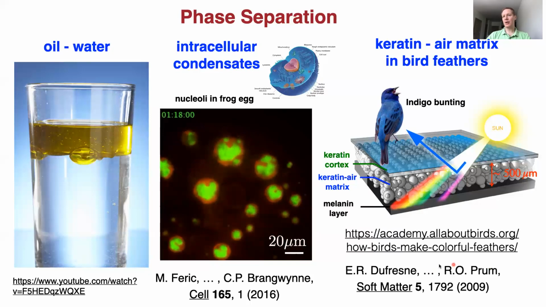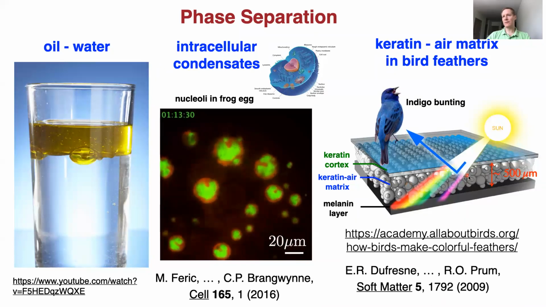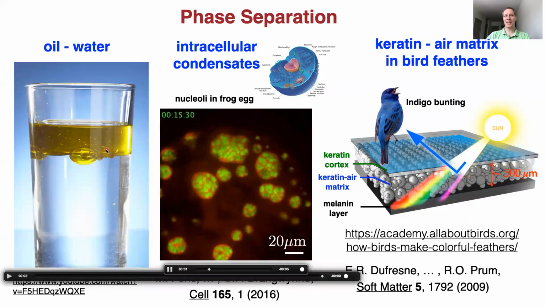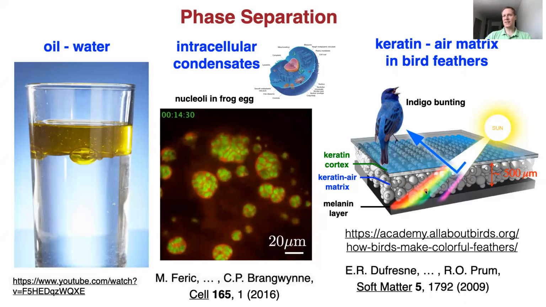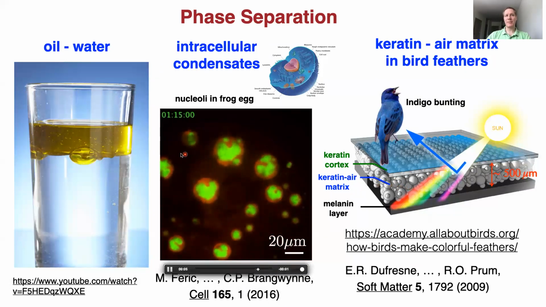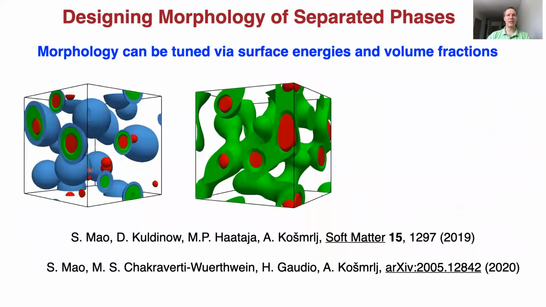And it was shown in a paper around 10 years ago that this keratin and air structure forms via phase separation, just like we saw in oil and water and in these intracellular condensates. So it's very interesting that phase separation can appear in many different contexts. But the main reason is just standard thermodynamics.